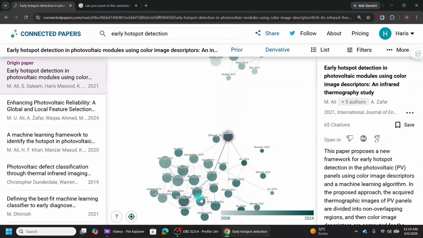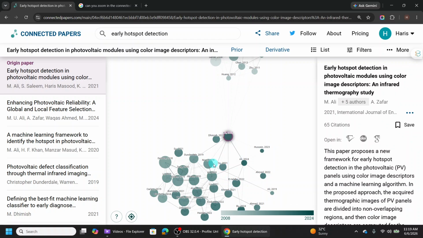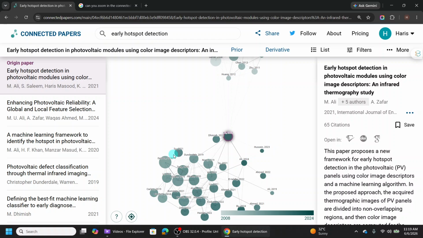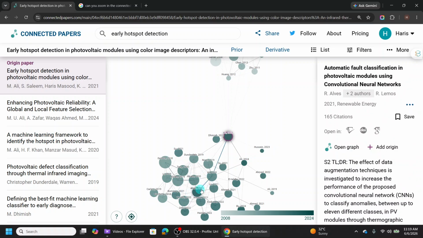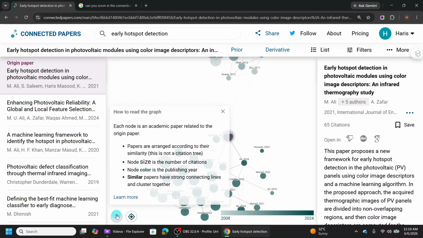And there are a couple of circles that are connected to it. As I hover over any circle, the connection with the base paper is made evident. So what do these circles mean, and what do these connecting lines mean? I'm going to get back to it. But first things first, what does this graph mean?